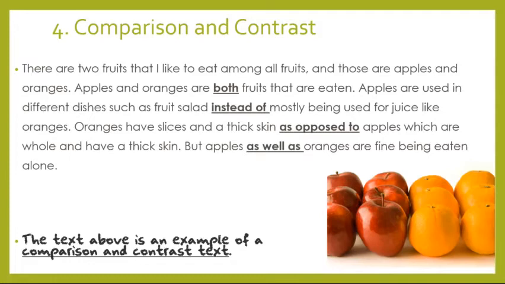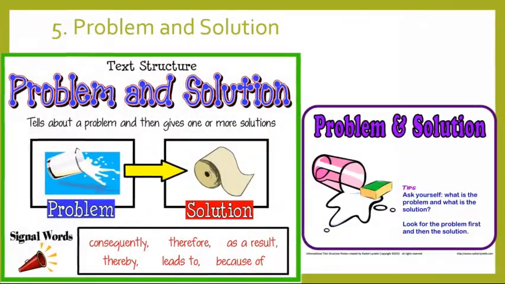And for our last type of informational text is the problem and solution. So what is problem and solution in Tagalog? Okay, problema at solution. Now, let's all read. Tells about a problem and then gives one or more solution. Meaning, when we say problem and solution, there is a problem, of course, and there are two or more solutions. Tagalog, may problema, nagbibigay din ng solusyon.